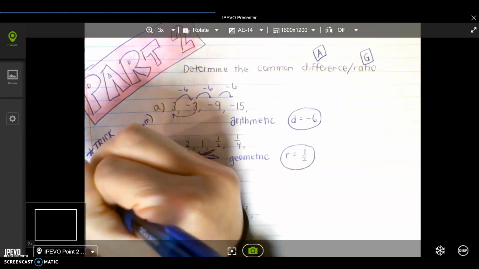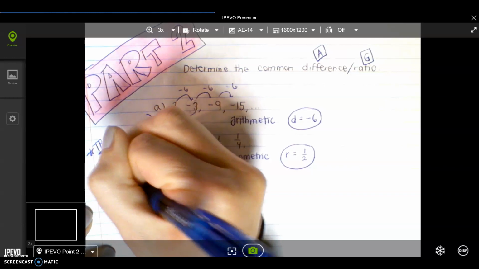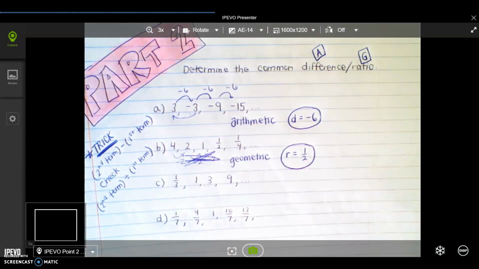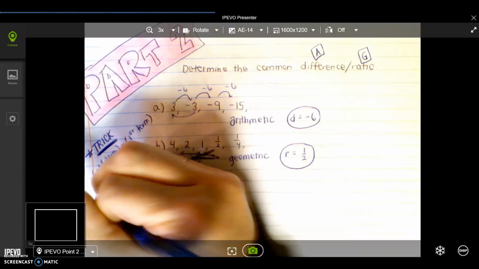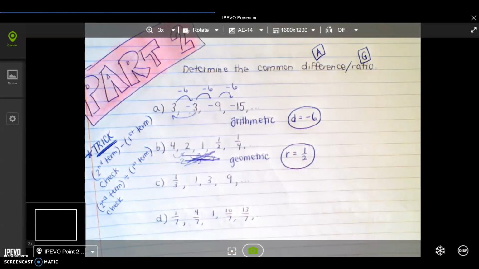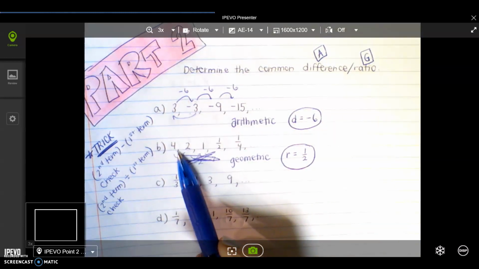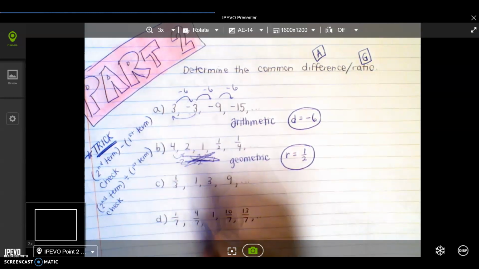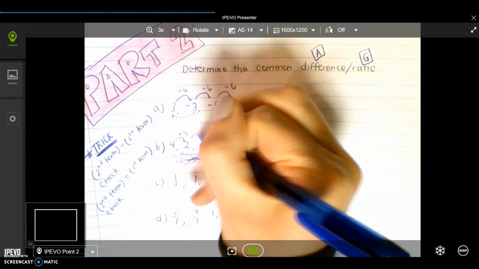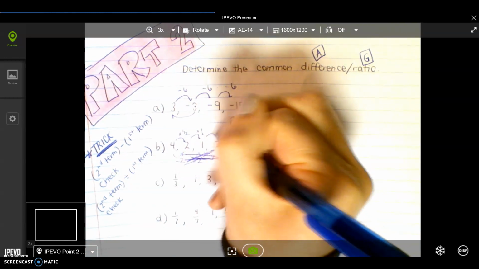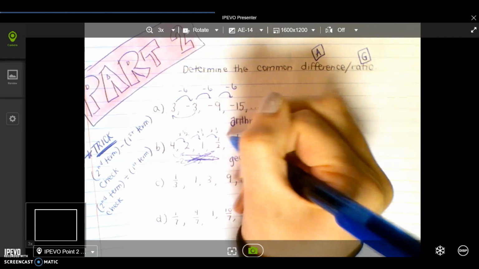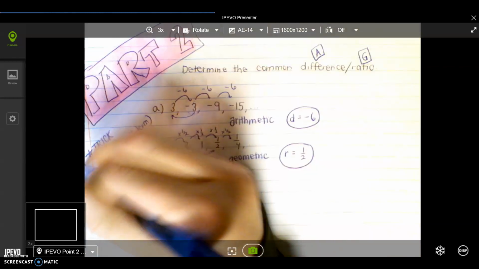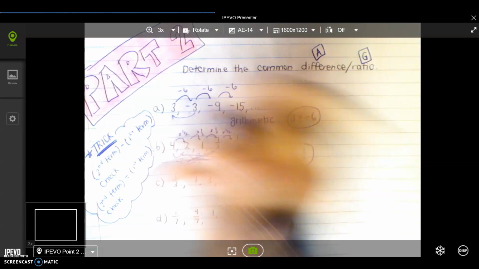Then I'd take the second term and divide by the first term to figure out my ratio. And check that. 2 divided by 4 is 2/4, which simplifies to 1/2. And I'll check and see if that's my multiplying pattern. Times 1/2, times 1/2. 1 times 1/2 is 1/2. 1/2 times 1/2 is 1/4. And it is. So you can use this trick to check.